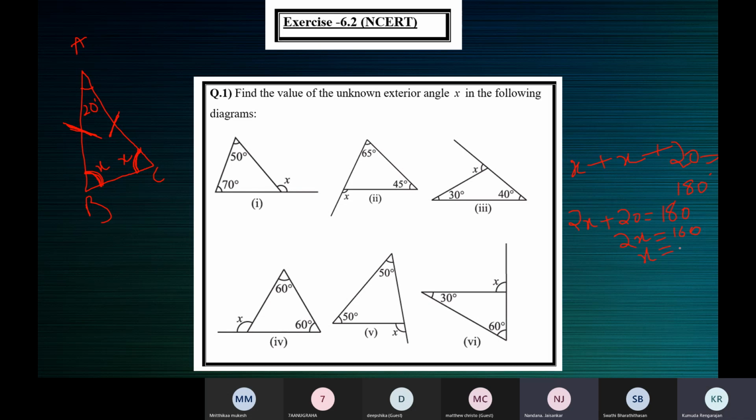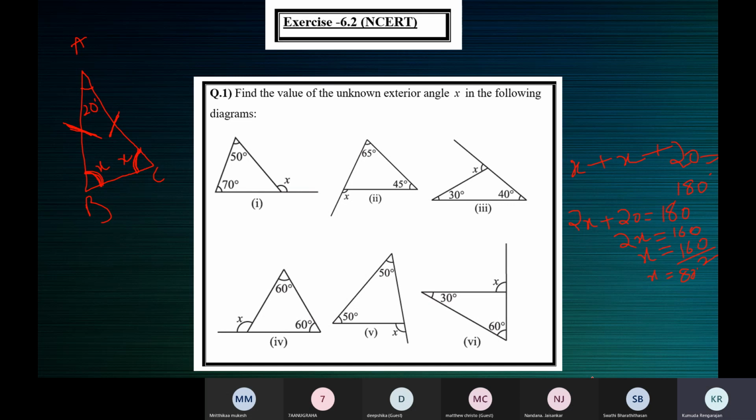Very good, very good. x is equal to 160 by 2, right? Yes, ma'am. So x is equal to 80 degrees. Class, this is how it is.